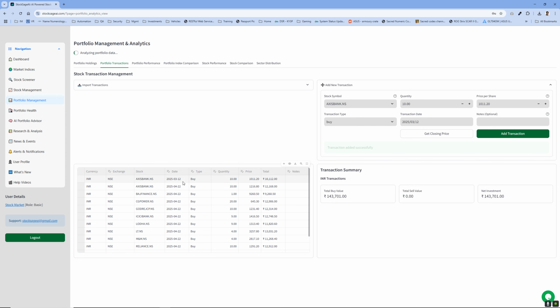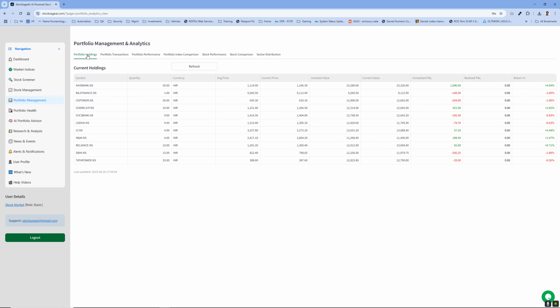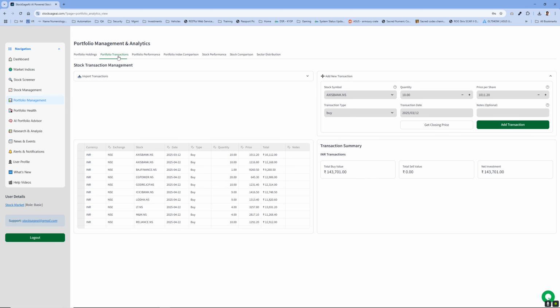So you can see we bought 10 stocks on 12th of March. We earlier had another 10 stocks bought on 22nd of April. So this gives us a total count of 20 stocks for Axis Bank. If I go back to portfolio holdings, I can see we already have the updated quantity here, and the overall invested value and the current value based on our investment. So that's how the portfolio transaction panel works.